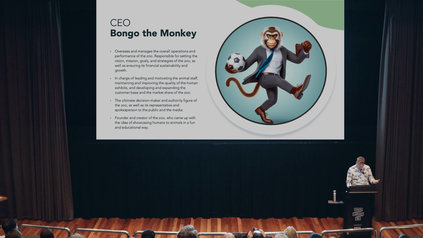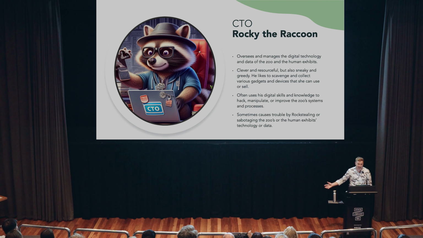He's like got a bunch of stuff. Oh my God, this looks like our CTO. Honestly, I didn't have to name any names and everyone knew who we were talking about. And he often likes to scavenge and collect gadgets and devices that he can use or sell. And he sabotages the zoo's human exhibitors' technology and data.